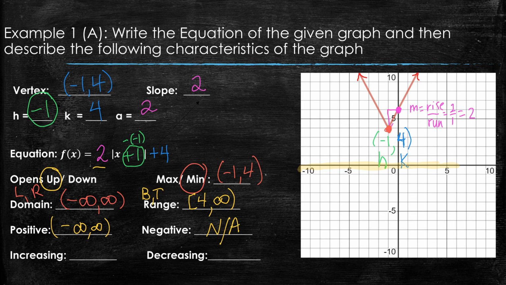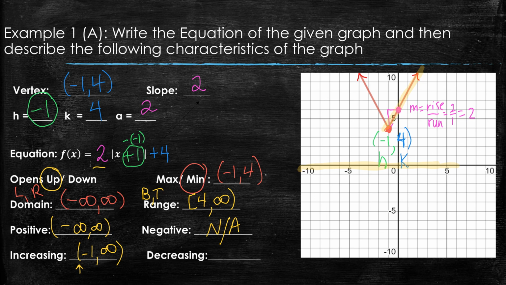And then increasing. Now, increasing is not positive. Increasing means if you are walking along that absolute value graph, when would you be increasing, meaning going up? So on this side of my graph, it's increasing. And so when I write that, I'm just going to write the domain of that. So the domain is from -1 to infinity for the increasing value. And honestly, that first can either be parentheses or brackets. It can be either one.